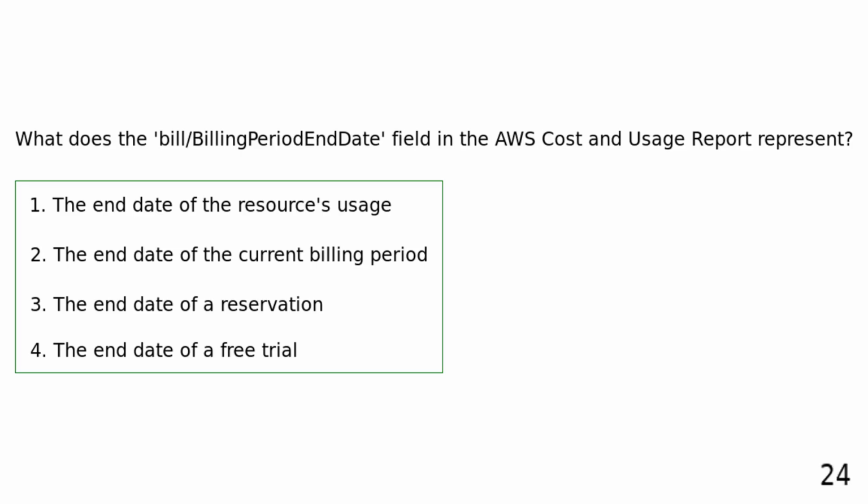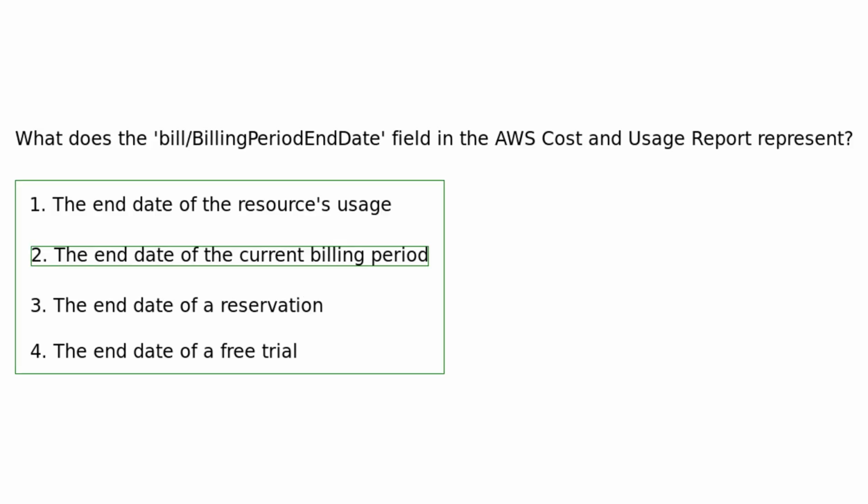What does the bill/billing period end date field in the AWS cost and usage report represent? The end date of the resource's usage. The end date of the current billing period. The end date of a reservation. The end date of a free trial. The bill/billing period end date field shows when the current billing period ends, helping you understand the time frame each cost and usage report covers.